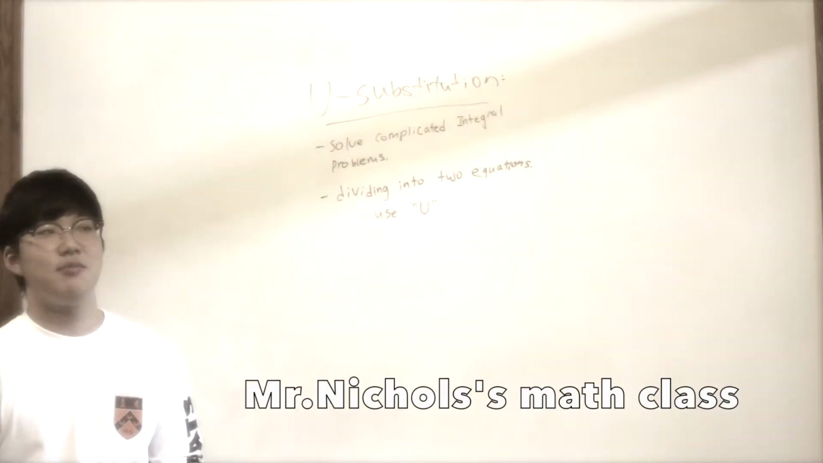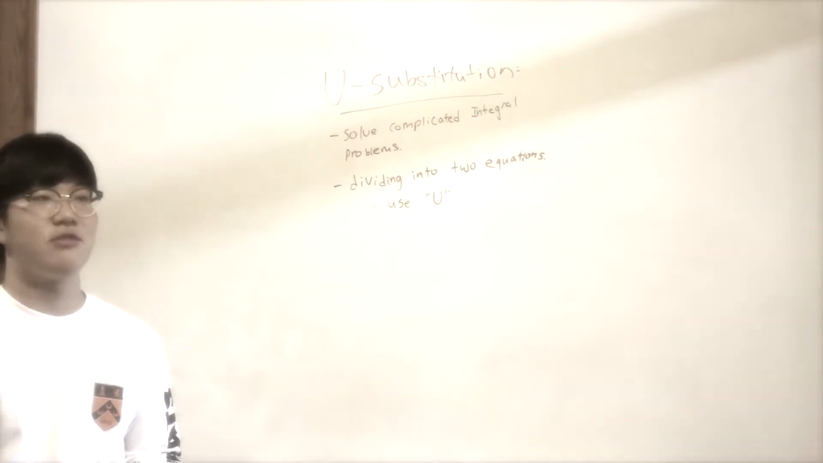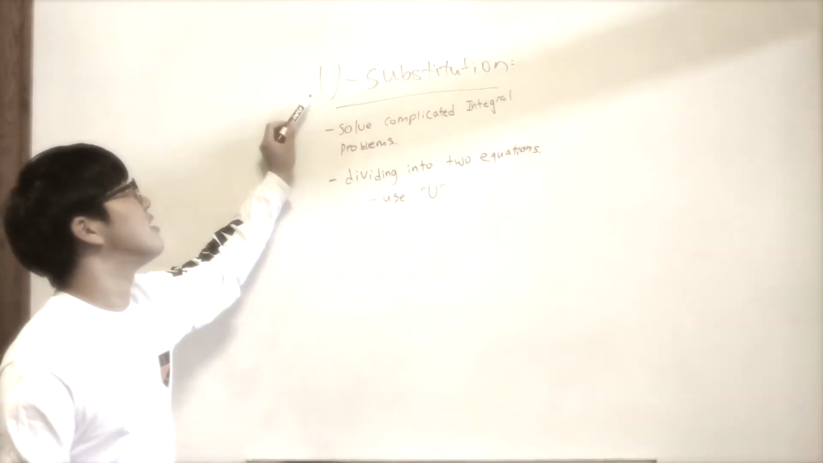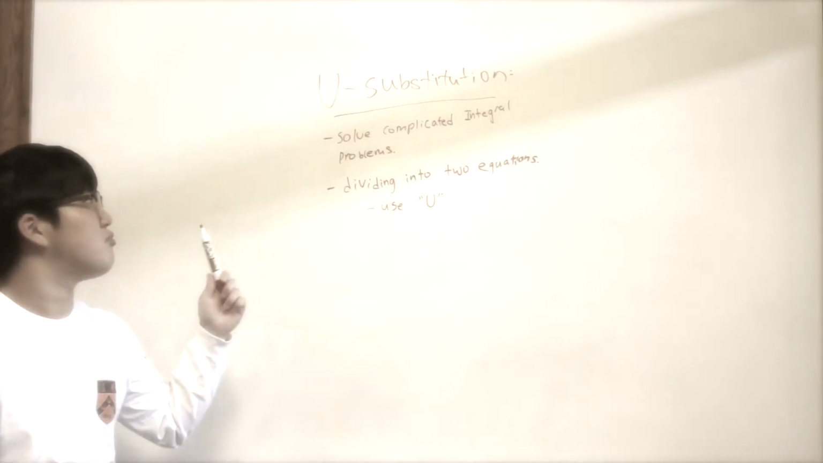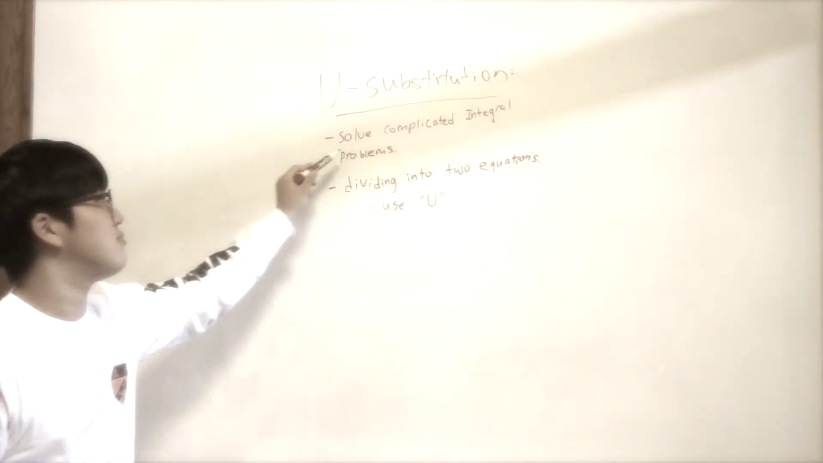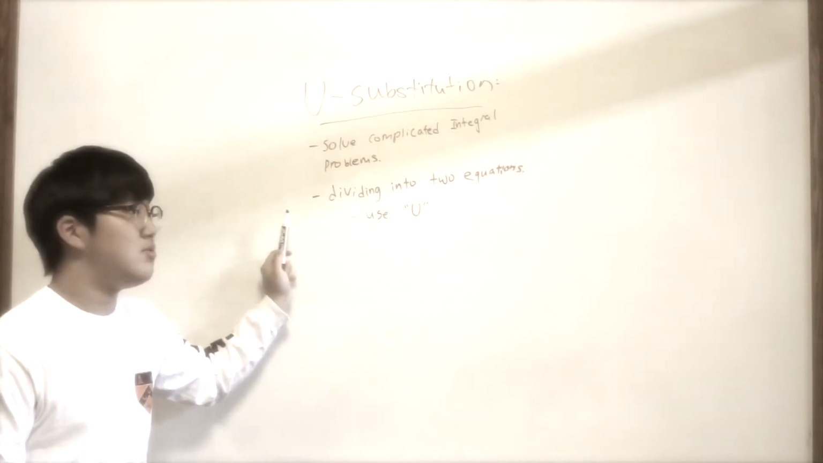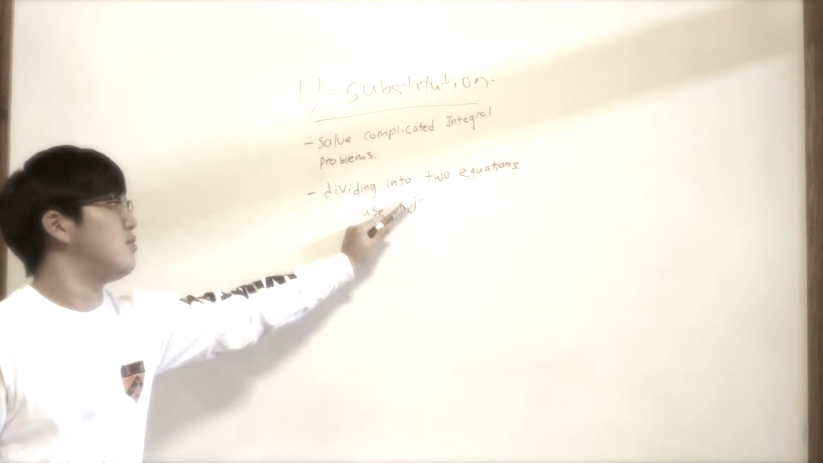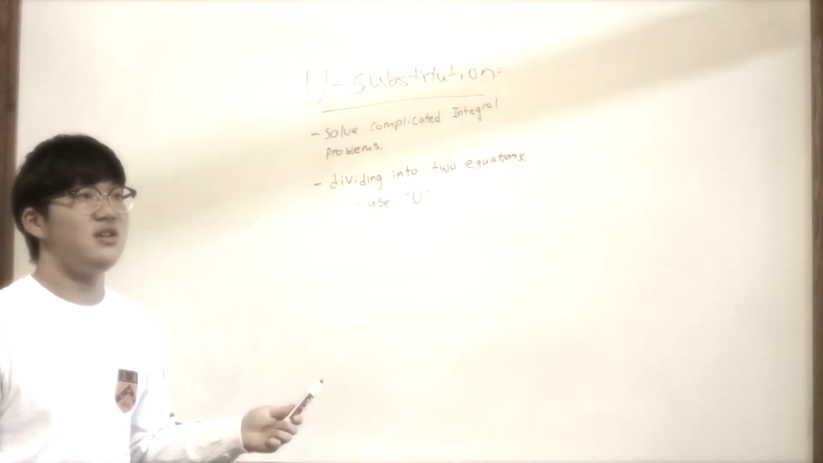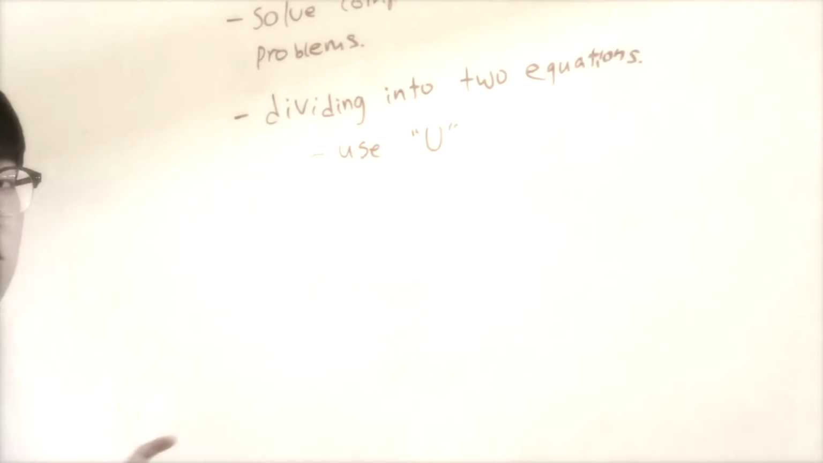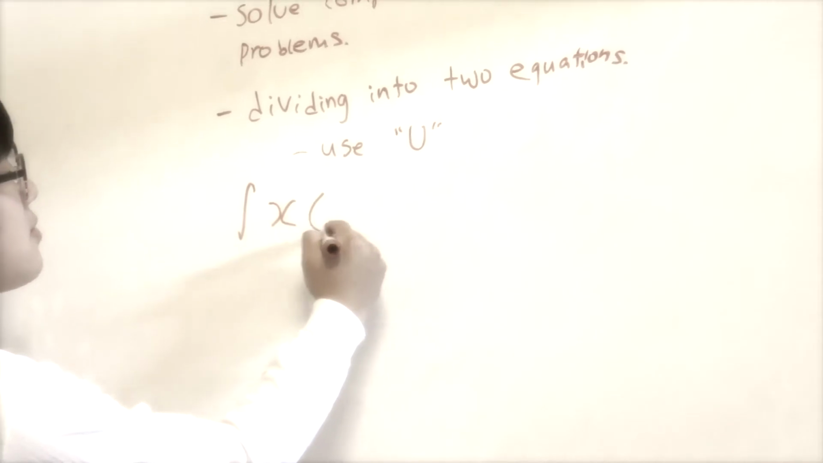Hi class, today I'm going to teach you guys how to solve very complicated integral problems by using a technique called U substitution. This method really helps you solve complicated integral problems. By using two different equations and using u, you can simplify the equation and solve it like a simple integral equation. So I'll show you an example of an integral problem where you can use u substitution.